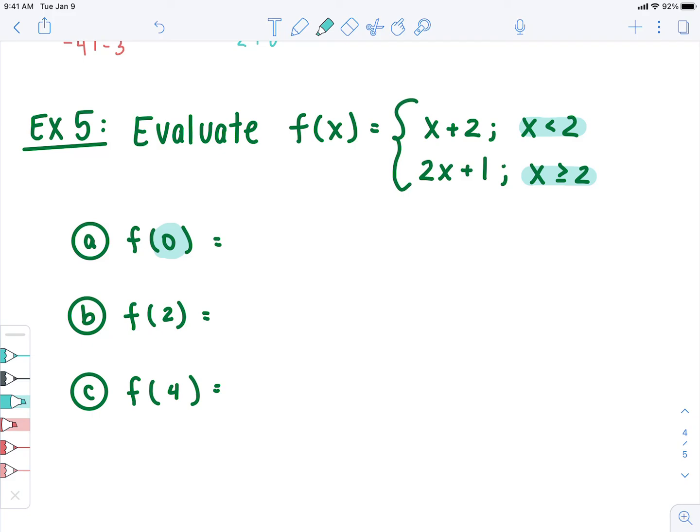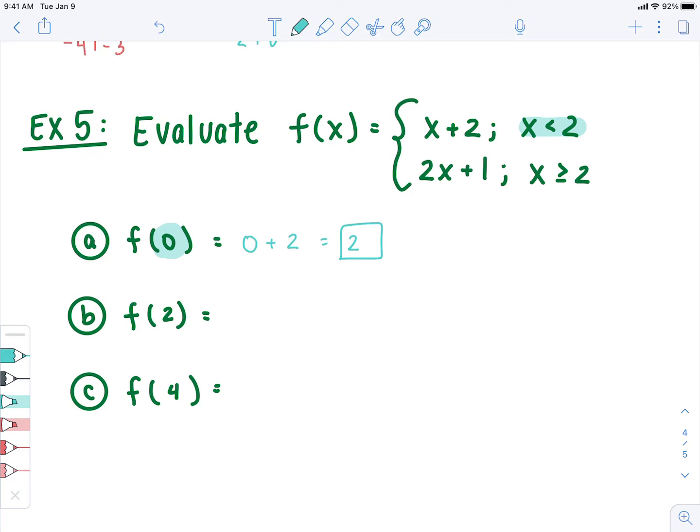So because 0 is less than 2, I'm going to take that function x plus 2, and where my x was, I'm going to replace it with a 0. So I do 0 plus 2, which gives me my answer of 2. I don't have to plug into that second piece because 0 is not bigger than 2. So it doesn't apply there. So you use your inequalities, tell you which one to plug into, and then once you decide which one to plug into, you plug the number in.